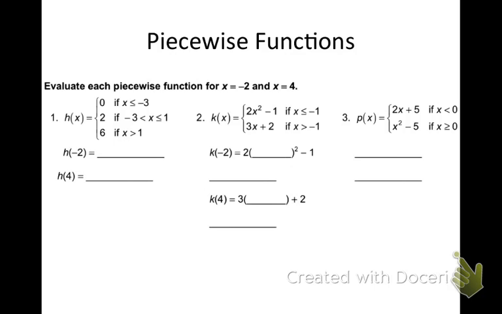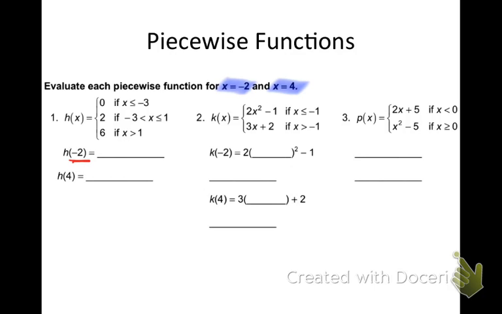Evaluate each piecewise function for x equals -2 and x equals 4. Number 1, I have h of x equals 0 if x is less than or equal to -3, 2 if -3 is less than x, which is less than or equal to 1, or 6 if x is greater than 1. I'm first going to do h of -2.